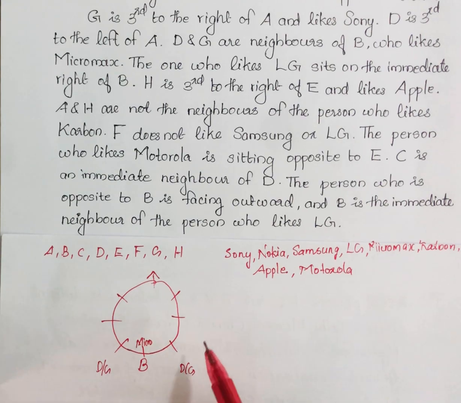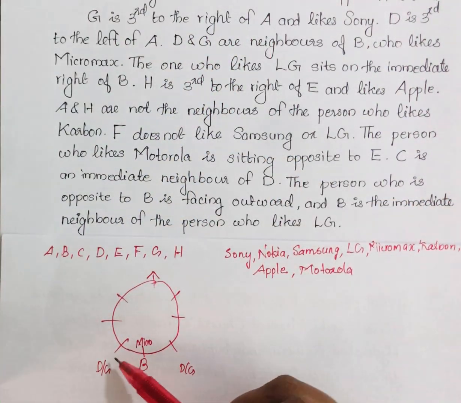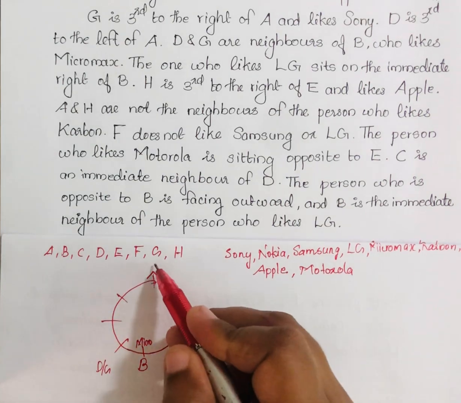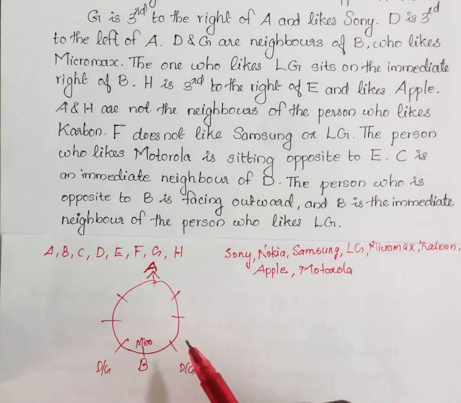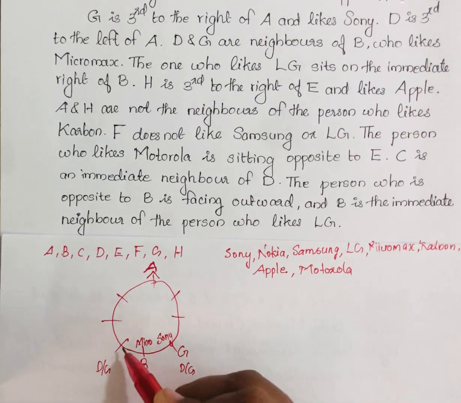These two persons, one is third left of A and one person is third right of A. So G is third to the right of A. One person is third left and one person is third right means definitely A should be here. There is no other possibility for A. Then G is third right of A means this is definitely G and likes Sony. And this is D.